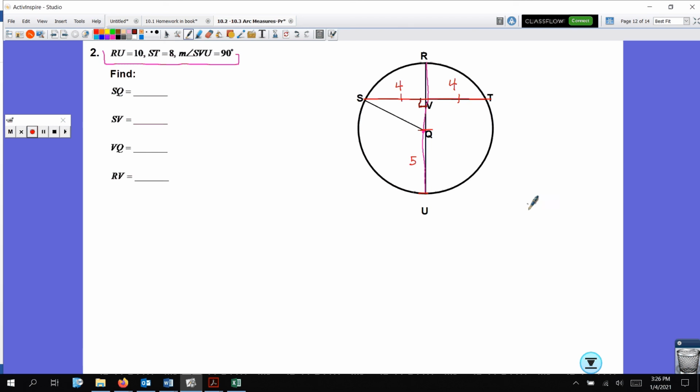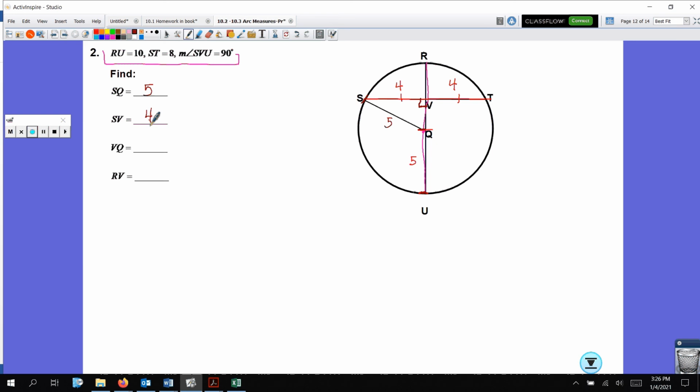Now we need to figure out some stuff. First off, let's see if we can answer any questions right out of the gate. SQ. Do we have the measure of SQ? Well, we know what QU is. It's 5. That's the radius. Well, SQ is a radius too. This is also 5. SV, well, we found that already. That's 4. VQ.